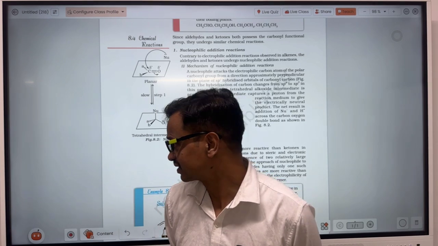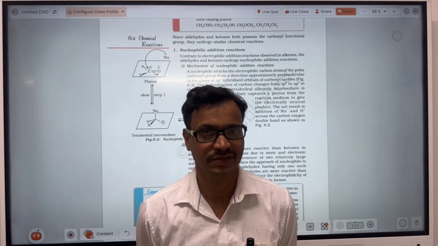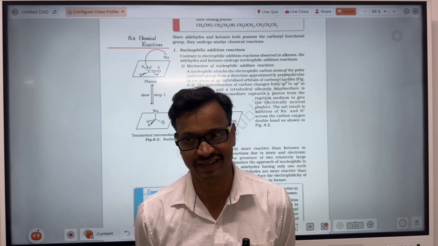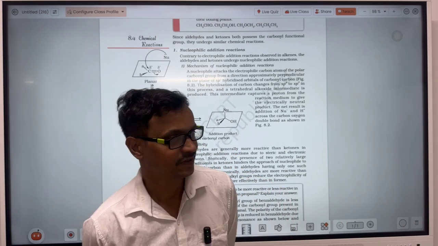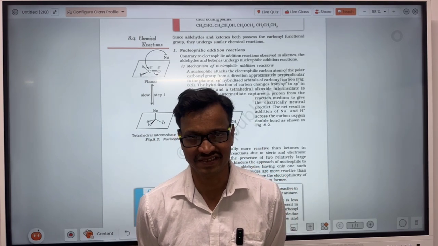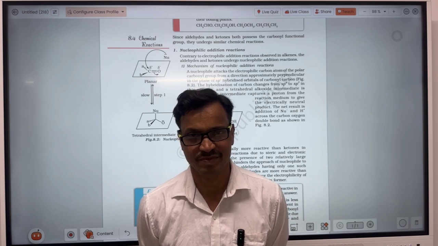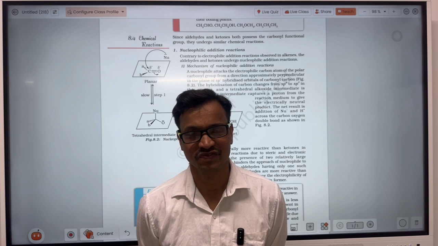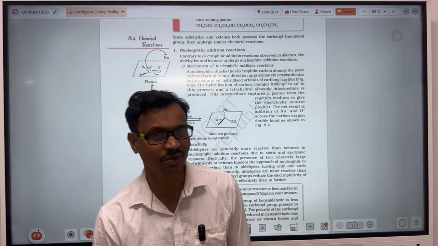So, one question was asked in the NEET examination in 2005 and again around 2010: aldehyde usually shows which type of chemical reaction? Number 1, nucleophilic addition reaction. Number 2, nucleophilic substitution reaction. Number 3, electrophilic addition reaction. And number 4, electrophilic substitution reaction.